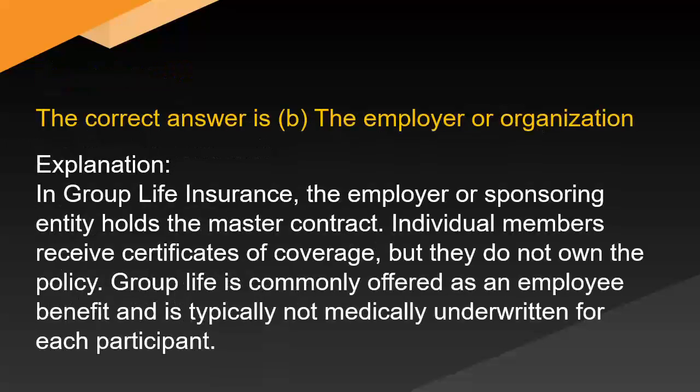The correct answer is B. The employer or organization. Explanation. In group life insurance, the employer or sponsoring entity holds the master contract. Individual members receive certificates of coverage, but they do not own the policy. Group life is commonly offered as an employee benefit and is typically not medically underwritten for each participant.